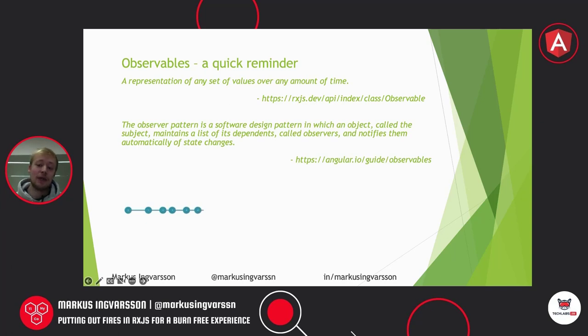In this talk, I will assume that you're somewhat familiar with observables and how they work. But a quick reminder, observables can be seen as a representation of any set of values over any amount of time. That's quite a broad term, but to put it in relation with promises, you can think of them as promises for more than one value. Observables originate from the observer design pattern, where the idea is to have an object, referred to as a subject, which maintains a list of observers which it notifies automatically during state changes.